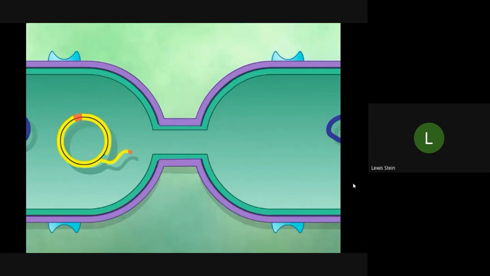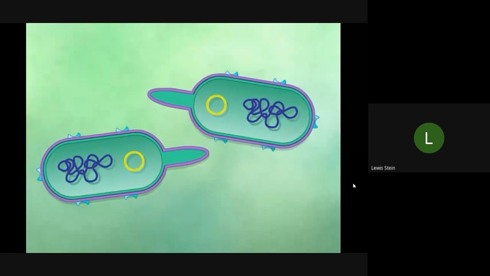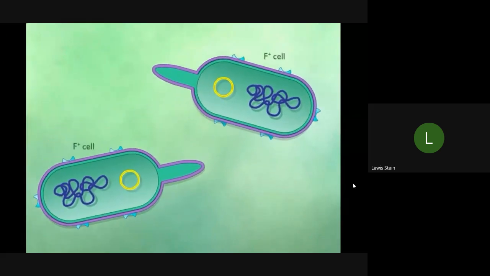A complementary strand to the single-stranded plasmid remaining in the donor is synthesized via the rolling circle mechanism. Once inside the recipient cell, a complementary strand to the single-stranded DNA is synthesized. When F plus and F minus cells are mixed together, eventually all of the cells become F plus.